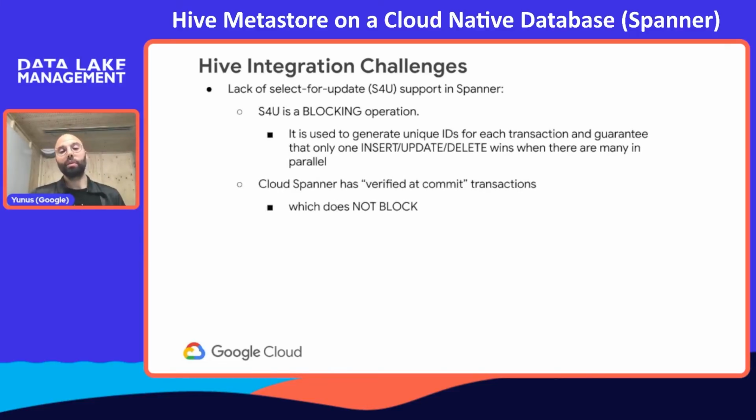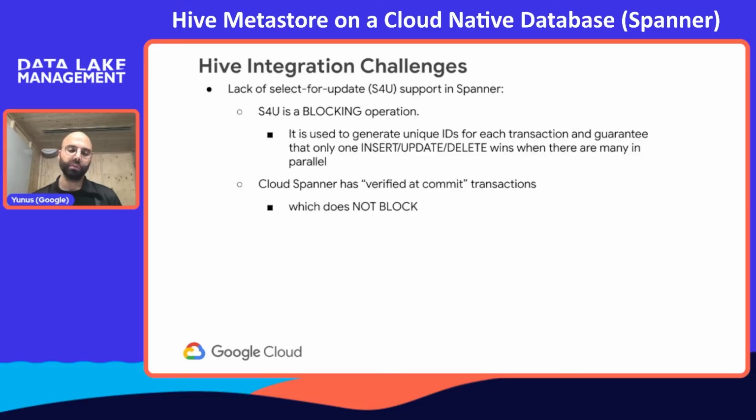And there were some fundamental problems like this one. Select for update is a feature that many relational databases support, and it's not supported yet in Spanner. Select for update is a blocking operation. You're telling the database, I'm selecting these rows and columns. If anyone else tries to read them before I commit my changes, block them. Don't allow them to read. And Metastore uses this to create transaction IDs.